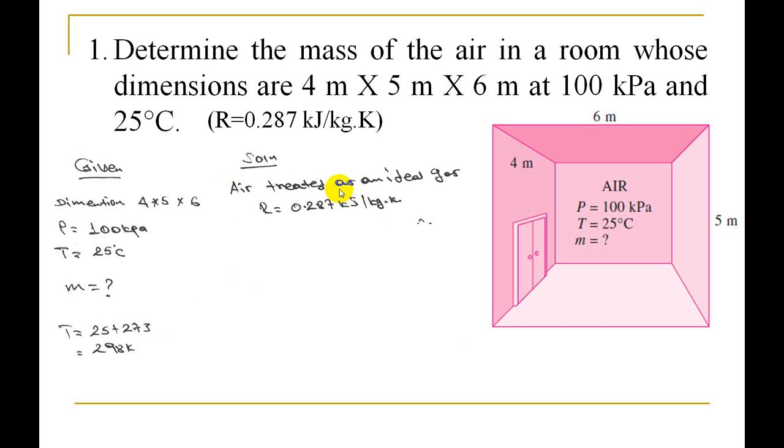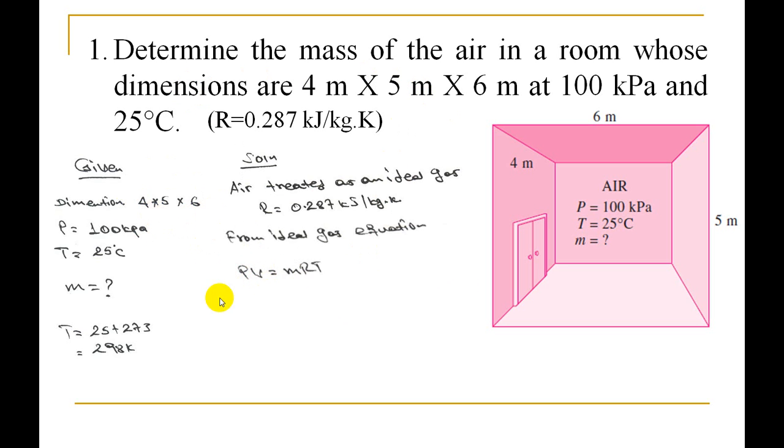Okay, air treated as an ideal gas, and we have R this much. From the ideal gas equation, PV is equal to mRT. V stands for volume because we have mass here, so V is volume, not specific volume. If this one were specific volume, then there would be no mass here. So this is volume. P is given from here, R given, T given. So mass we have to determine, that's the equation, and for volume we have the dimensions of the room.